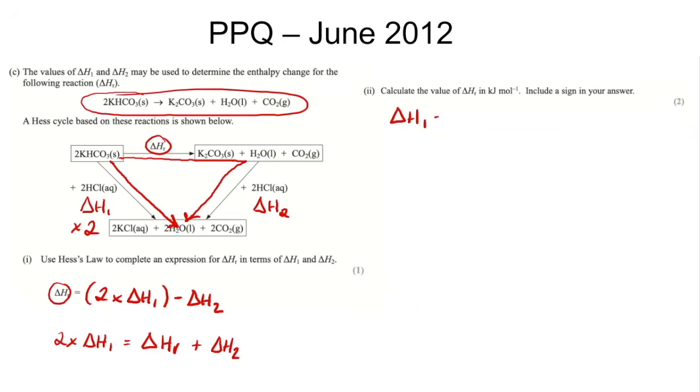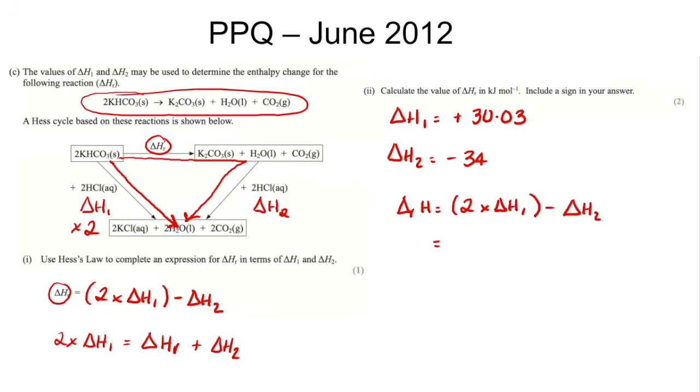And lastly, we want to physically work out what the answer to this is. So just as a reminder, delta H1 was 30.03 with a positive sign, and delta H2 was minus 34 kilojoules per mole. So let's use those values to determine our answer. So we're going to have 2 times delta H1 subtract delta H2. Well, that gives us 2 times 30.03 subtract minus 34. And we should get an answer of positive 94 kilojoules per mole.